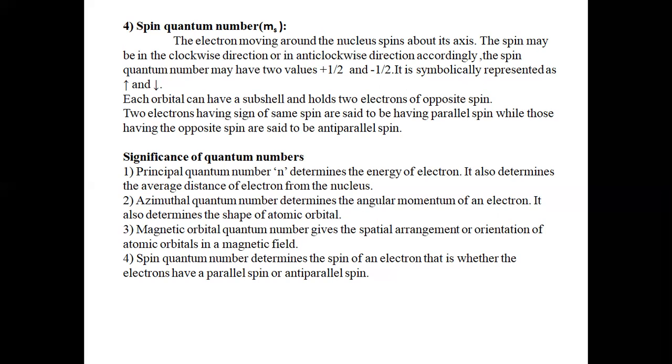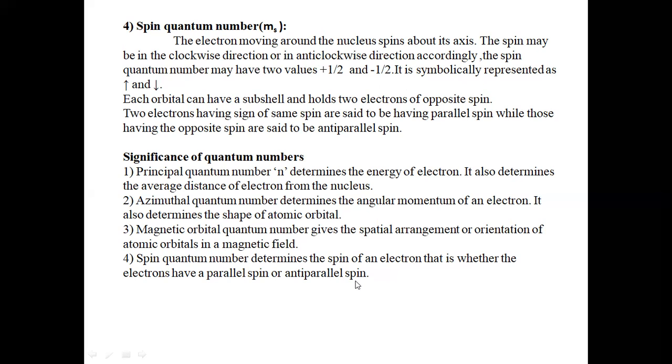The magnetic orbital quantum number gives the spatial arrangement, or orientation, of the atomic orbitals in the magnetic field. Using the magnetic orbital quantum number, we can tell the orientation of the atomic orbital in the presence of the magnetic field. And the fourth significance is that the spin quantum number determines the spin of the electron. That is, it tells whether the electrons have parallel spin or anti-parallel spin.